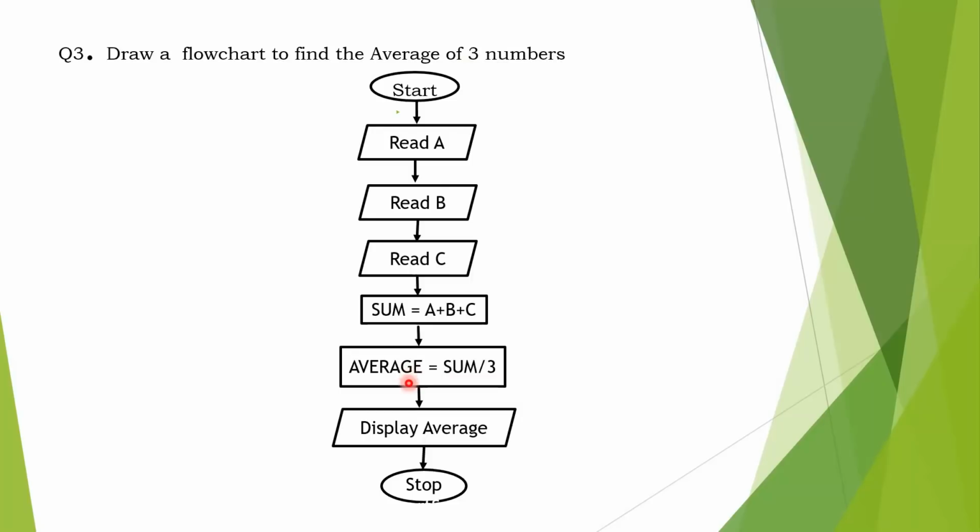So what is the formula for average? Sum of all values by total number of values gives you the average of that particular set of numbers. Okay, so you will find the average, that is written in a rectangle shape, and again in a parallelogram shape: display average. Okay, the average is displayed as output, and then it will go to stop. Clear, children? Is it clear? Yes, we shall move to the next slide.